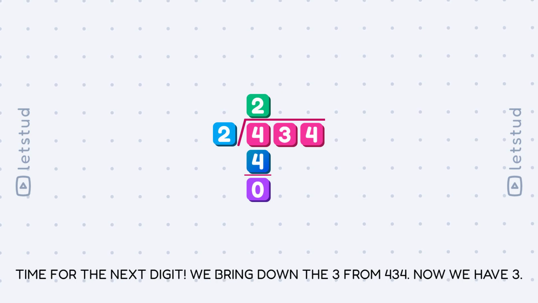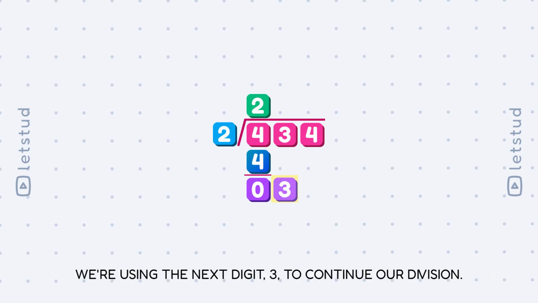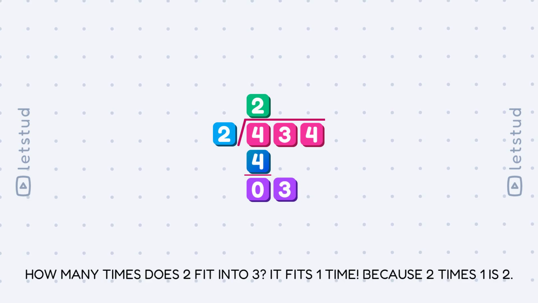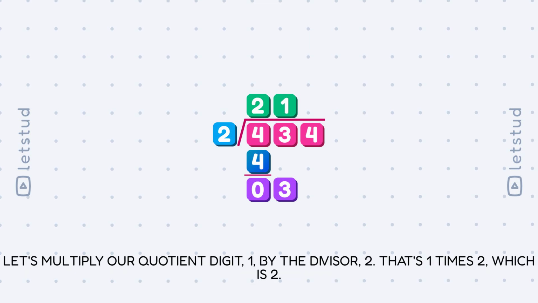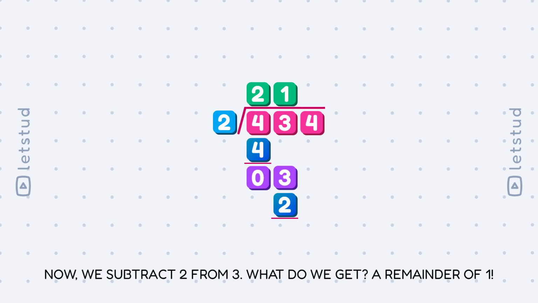We bring down the 3 from 434. Now we have 3. We're using the next digit 3 to continue our division. How many times does 2 fit into 3? It fits 1 time because 2 times 1 is 2. Let's multiply our quotient digit 1 by the divisor 2. That's 1 times 2, which is 2. Now we subtract 2 from 3. What do we get? A remainder of 1.